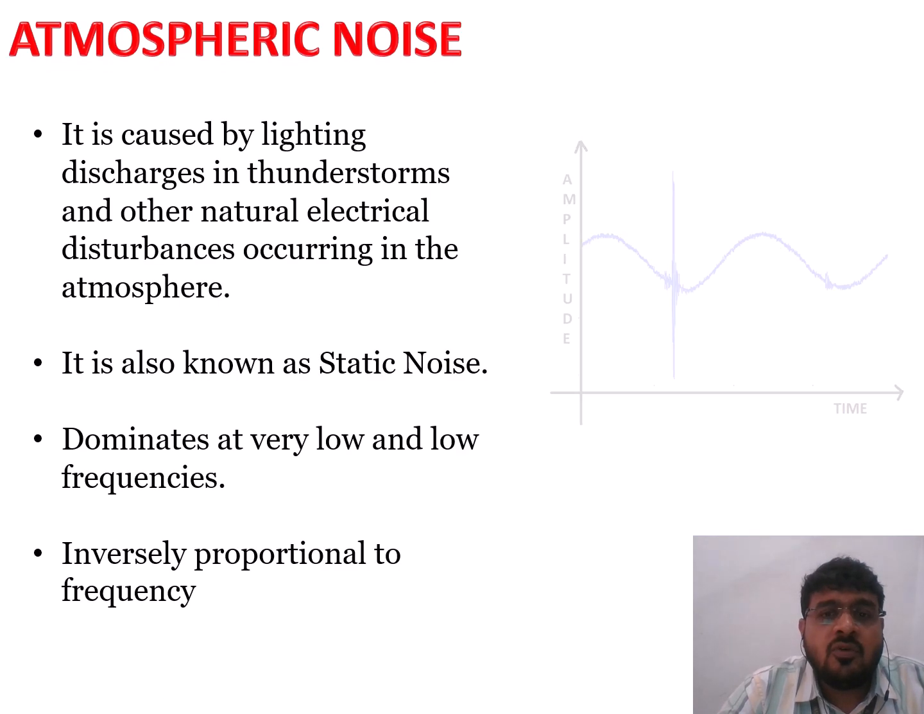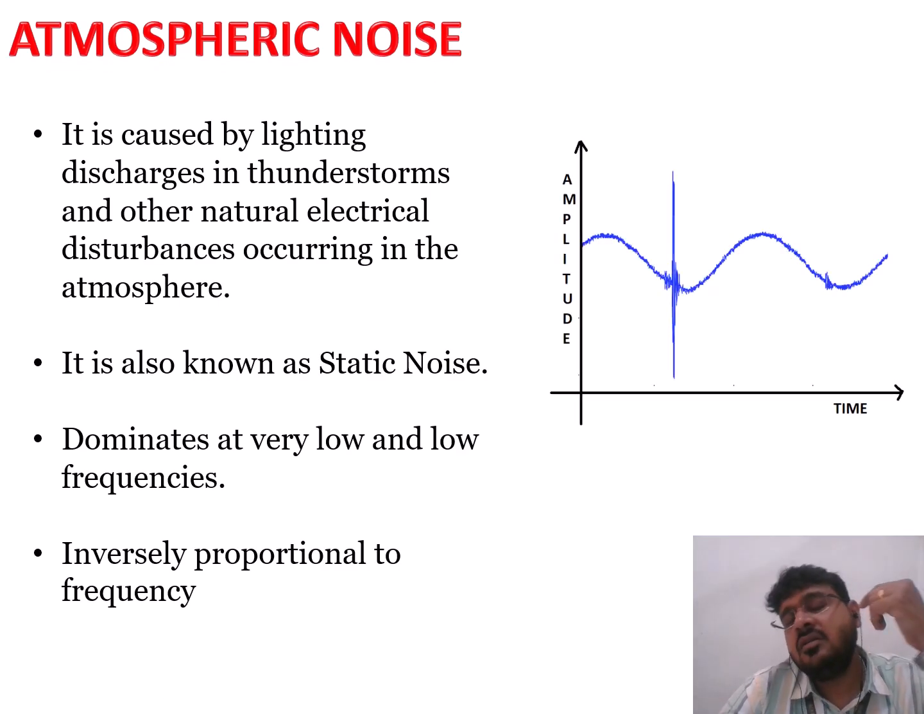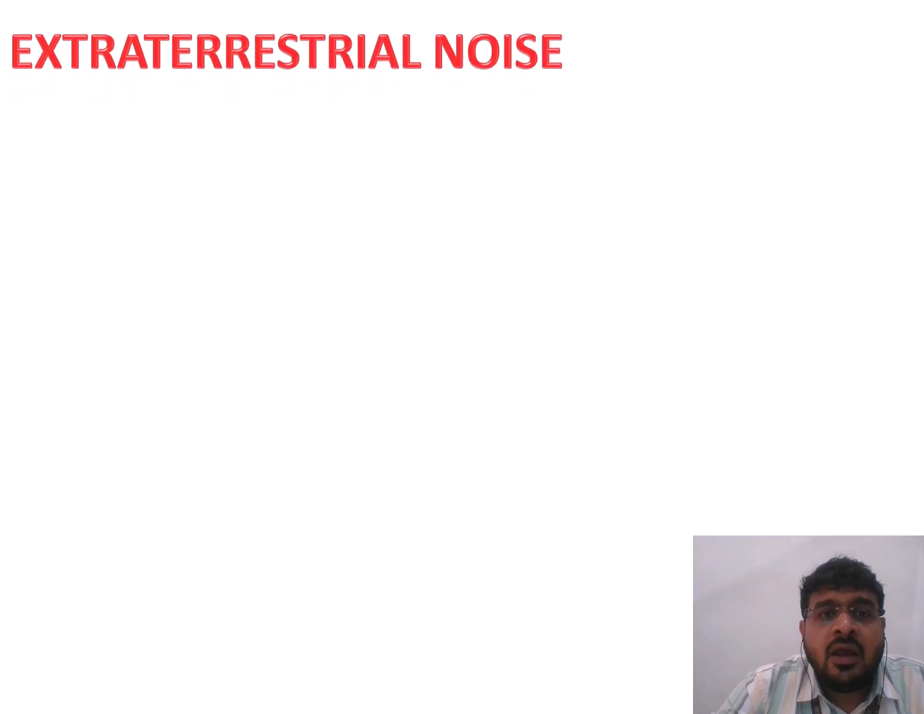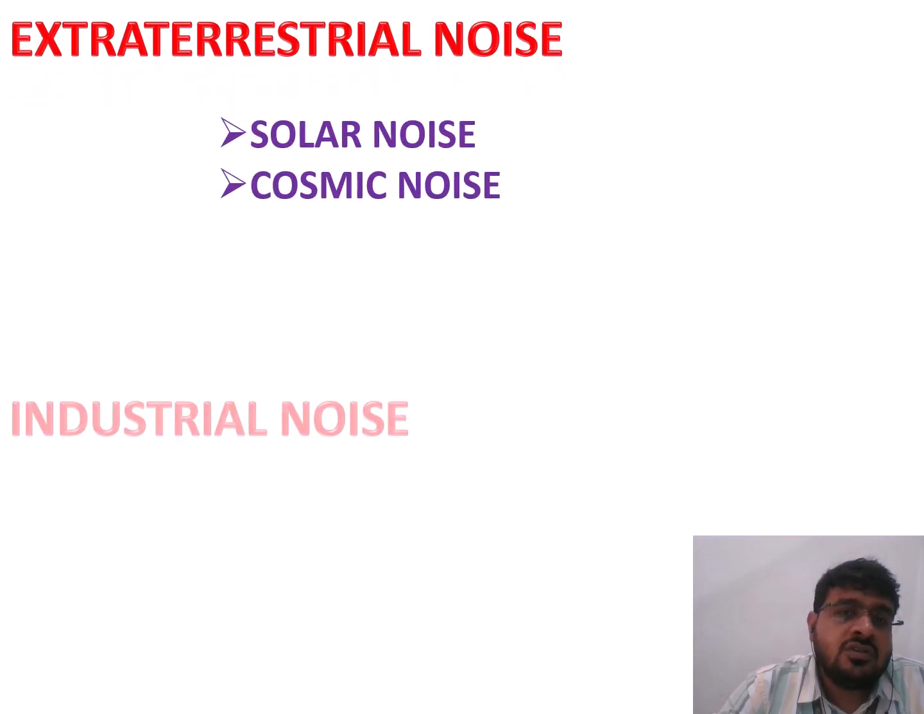So let's see what the atmospheric noise is. It is the noise produced when the signal is traveling from one place to another, due to different atmospheric conditions. The major source is strong natural electrical disturbance. This type of disturbance is called static noise, which dominates at very low frequencies and is inversely proportional to frequency. The next is extraterrestrial noise, which includes solar noise and cosmic noise, and then another one is called industrial noise.